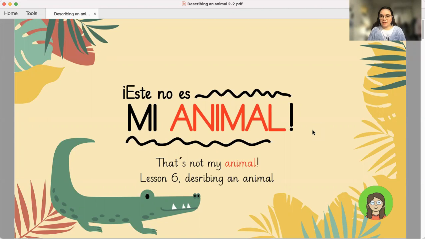In today's lesson, we are going to be describing an animal again, using our knowledge from last week. Today's lesson's title is Este no es mi animal. That's not my animal. And we are going to be describing an animal.